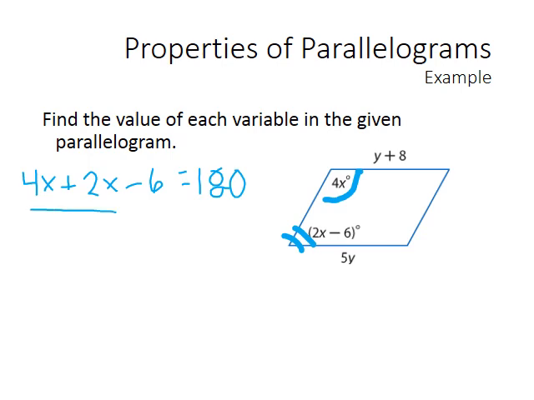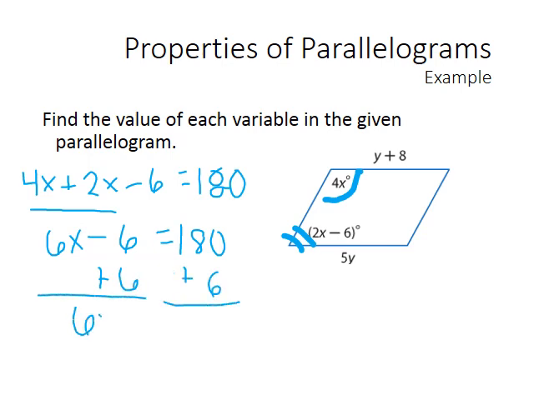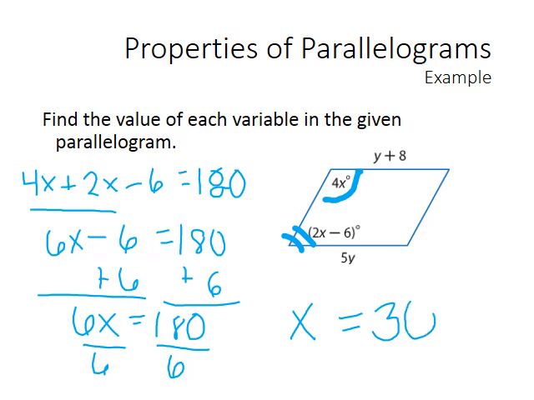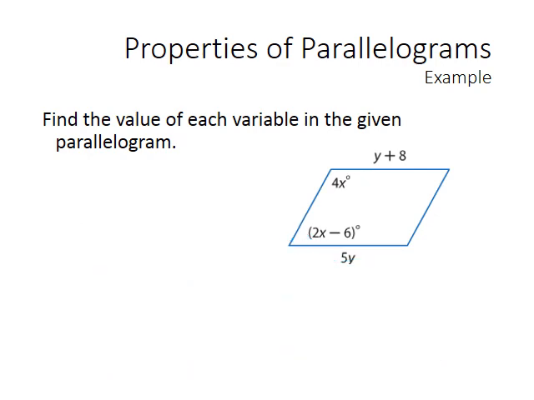Alright, so we've got x is on the same side here. Let's combine those like terms. 6x minus 6 equals 180. And end of solving the equation. Add 6 to both sides. Divide by 6 on both sides to get x equals 30. And of course you can double check by plugging that in to both angles, making sure they add up to 180. Okay? There's x. Now let's take a look at y.